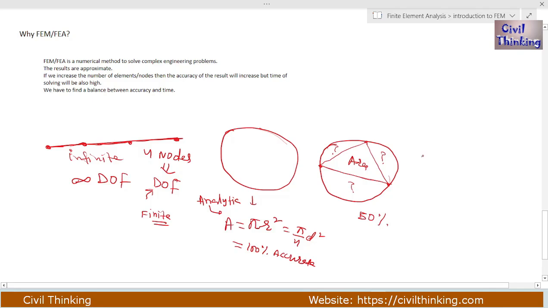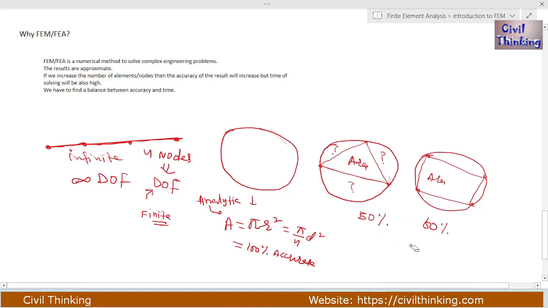Okay, so next let us increase the number of nodes. If we increase the number of nodes, the accuracy will increase. This time I keep 4 nodes. Let's connect them with line elements. Okay, so this is our area. Now you can see this one is better than this. But still it is not near 100% or 90%. Right now the accuracy is maybe around 60%.